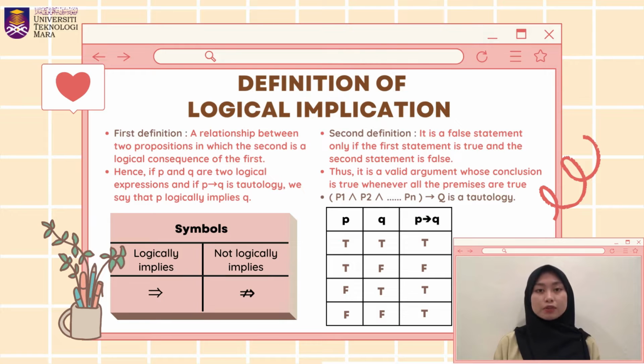Meanwhile, the second definition expresses that it is a false statement only if the first statement is true and the second statement is false. Thus, it is a valid argument whose conclusion is true whenever all the premises are true. In other words, we can say that P1 and P2 and up to Pn implies Q is a tautology.